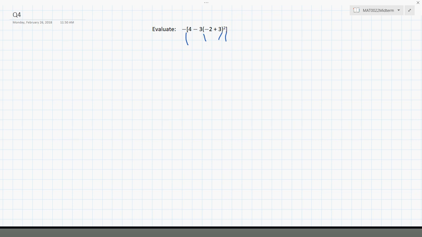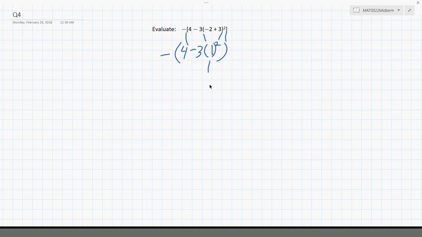So inside that parentheses, we got addition, subtraction. So we're going to add a negative 2 to 3, which is a 1. So it's going to be a 1 squared times negative 3 and 4, and then there's a negative on the outside of that. So when I do this, am I going to multiply the 3 first, or am I going to square it first? Square it because it's an exponent. 1 times 1 is still 1, so it's just going to say 1.